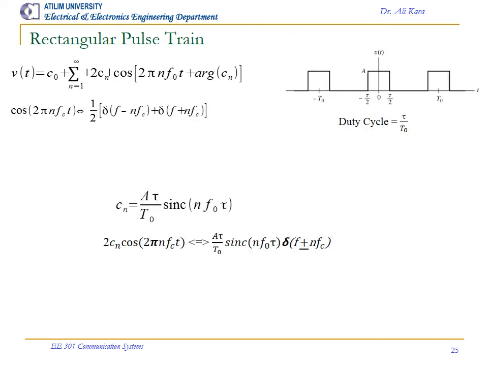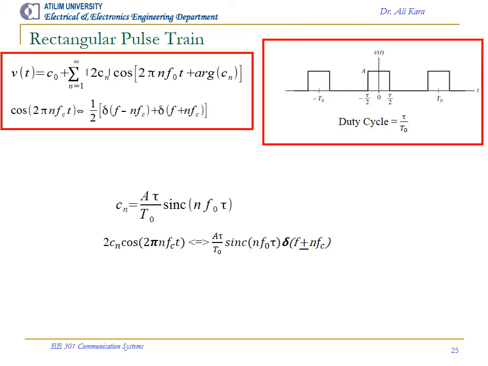Rectangular pulse train. Now, we will see how we can take the Fourier transform of the Fourier series so that we can represent our function V of t in the frequency domain as well. We can define the ratio of tau over T0 as the duty cycle. This definition is frequently used in pulse-shaped periodic functions, so it is beneficial to keep that in mind.